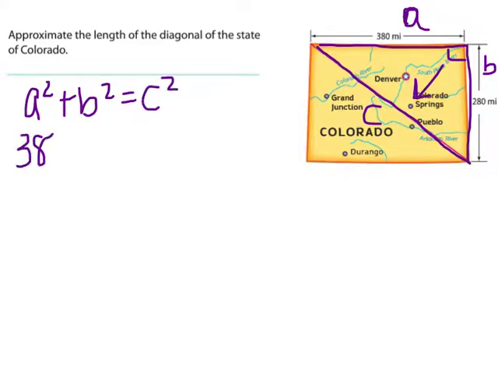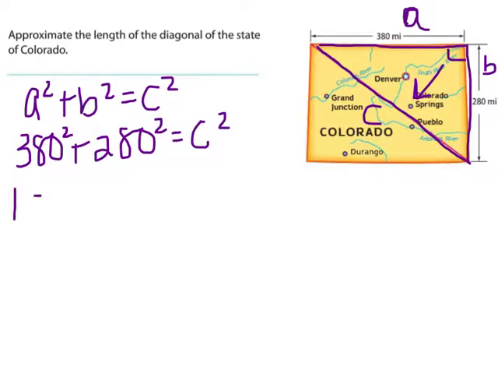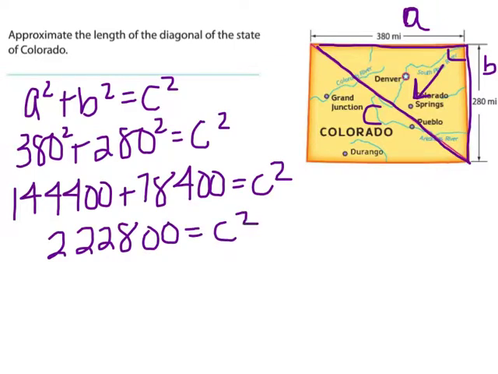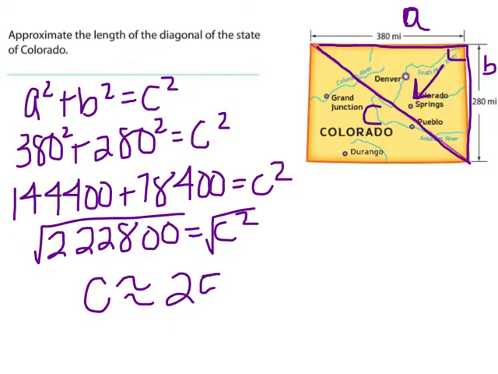And we get 380 squared plus 280 squared equals C squared. 380 squared is 144,400 plus 78,400 equals C squared. And if we add those, we get 222,800 equals C squared. And then we want to get C by itself, so we do the opposite and square root it. And C is going to equal approximately 256.9 miles.